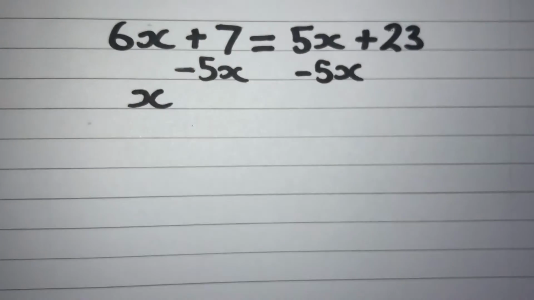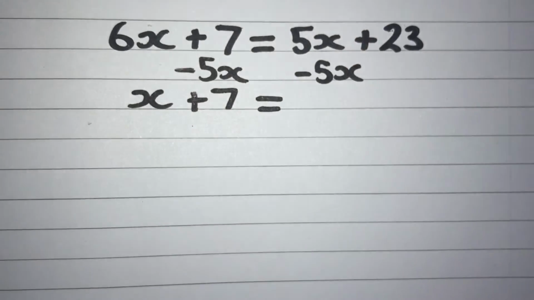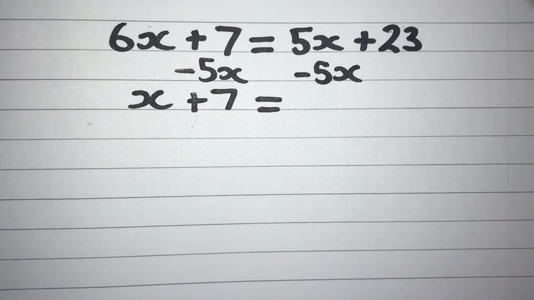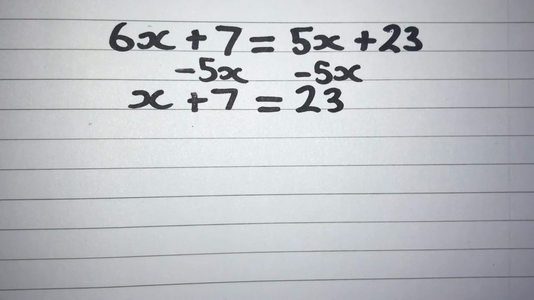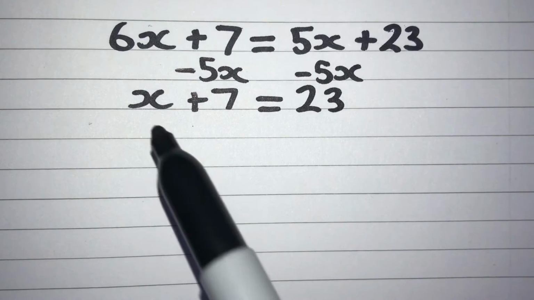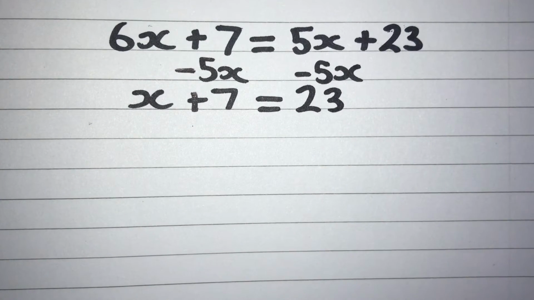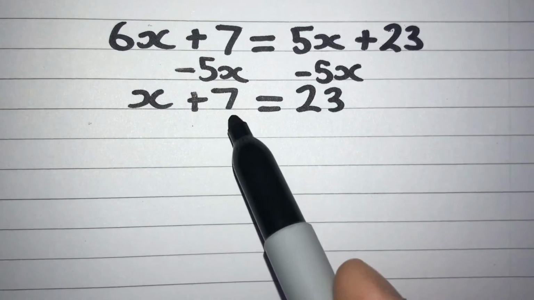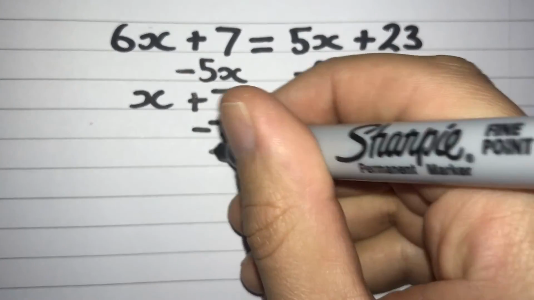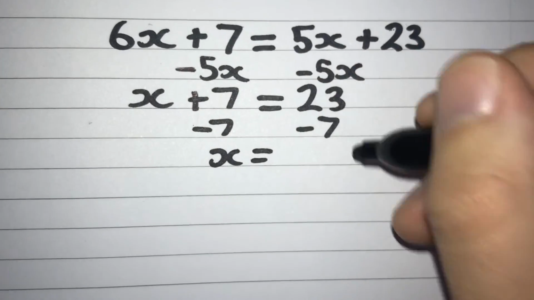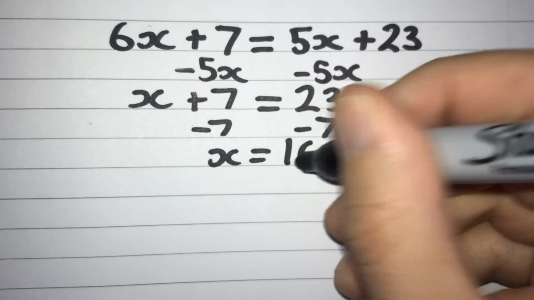We don't need the 1. And we've still got this plus 7. And on the right-hand side, where we've got rid of the 5x, we're just left with our 23. Now in this example, we're just left with a one-step equation here, x plus 7 equals 23. So to find out what x is, we simply need to take away the 7 from both sides. And we get an answer of x equals 23 minus 7, which is 16.